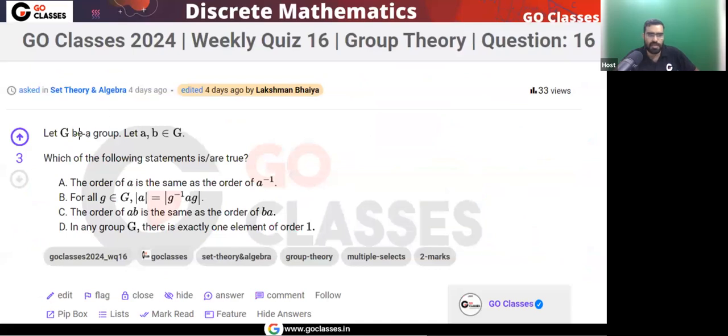Okay, so let's see this. G is a group. A, B belonging to G means A, B are elements of G. The question is asking which of the following statements are true. So first, tell me about option D.